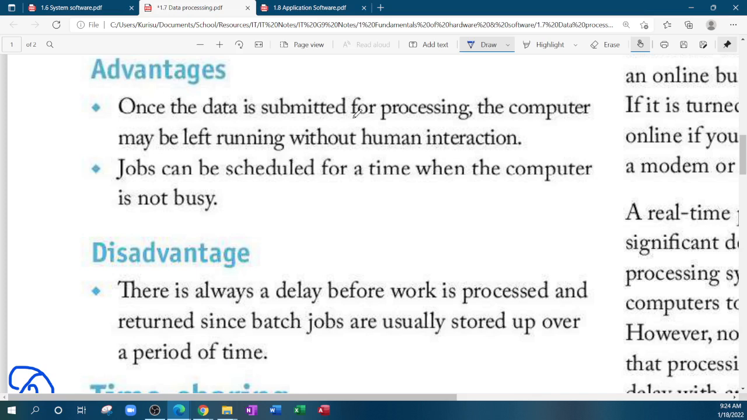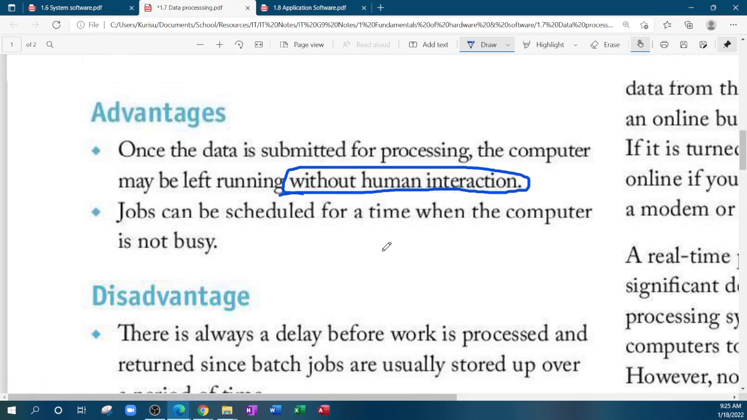Advantage. Once the data is submitted for processing, the computer may be left running without human interaction. So you can set up the computer and say that it's going to accept these monthly or daily inputs. Whenever a person makes a transaction, whenever this person goes to make a purchase, just accept the input. And when you reach maybe a certain amount or a certain time, carry out the processing of all of that data.